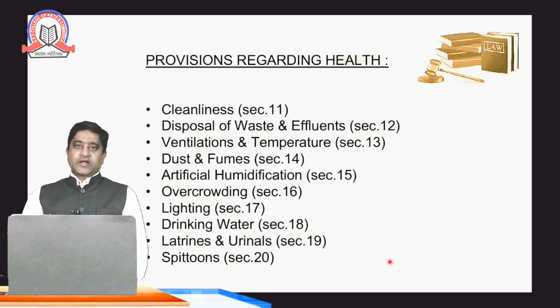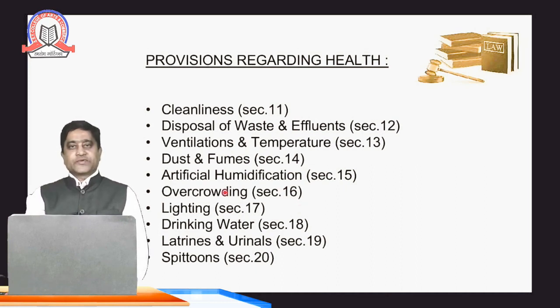Coming to the provisions related to health: Section 11 deals with the cleanliness aspect, Section 12 deals with the disposal of waste and effluent, Section 13 deals with the ventilation and temperature of the factories, Section 14 deals with the dust and fumes of the factories, Section 15 deals with artificial humidification, which is necessary under the Factories Act. Section 16 speaks about overcrowding, that is, how many workers should be taken in the factory.